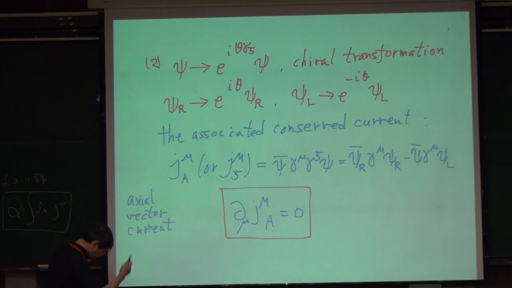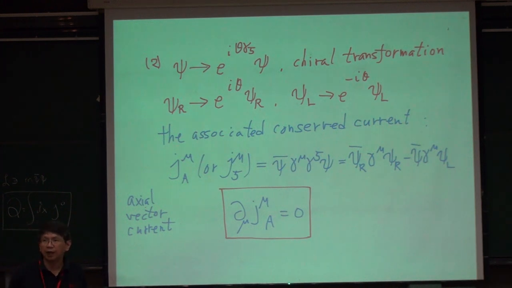I will not verify that fact explicitly, but it's very simple. And again, if I look at the psi R component, then under this transformation it will go to e to the i theta psi R. But the psi L component will go to e to the minus i theta psi L. So you can see that they now transform differently under chiral transformation, the right-handed component and the left-handed component. When I say handed, that is chirality. The positive chirality part and the left-handed chirality part transform oppositely.